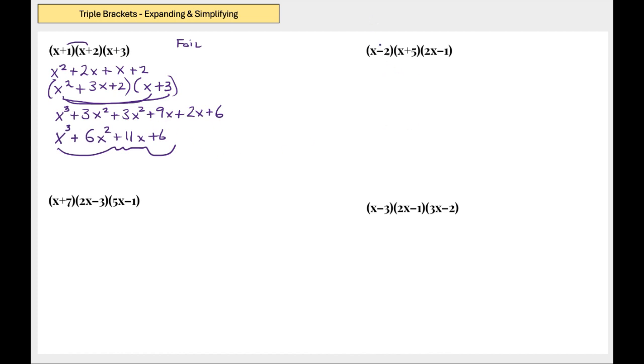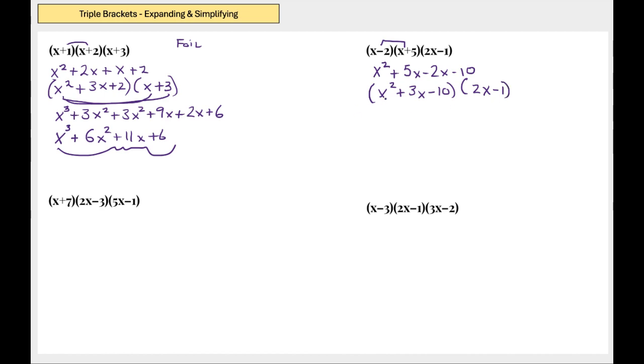Same again. So we're going to do x squared plus 5x minus 2x minus 10. Put it in our new bracket. So it's going to be x squared plus 5x minus 2x is plus 3x minus 10. Put our new brackets at the end.